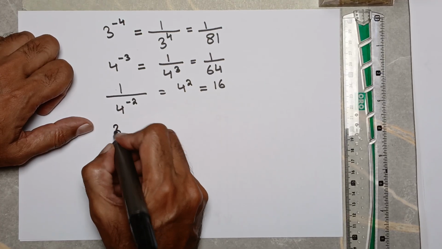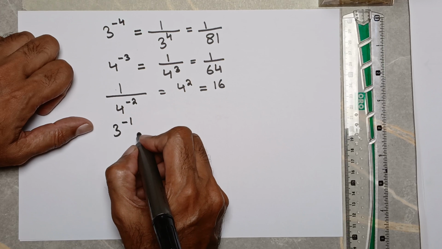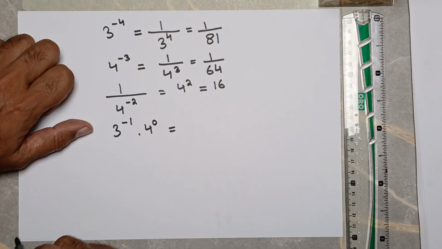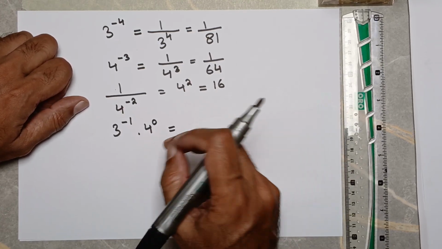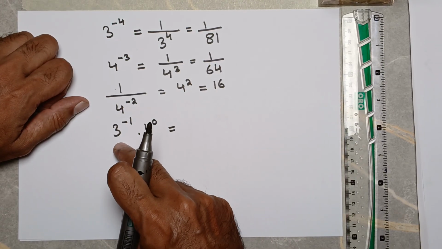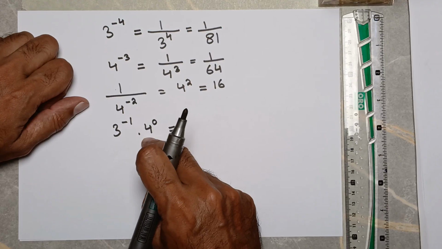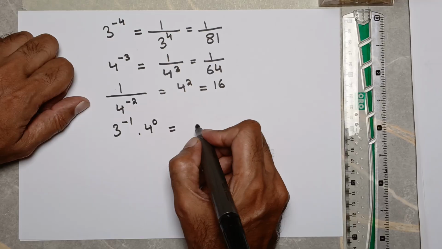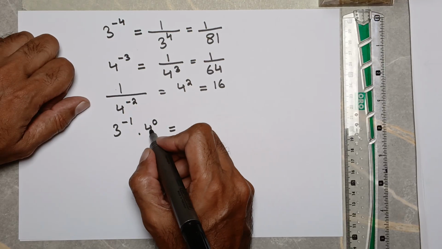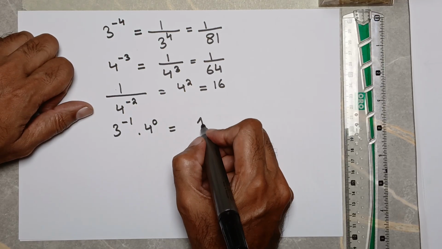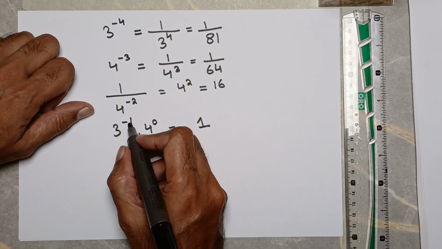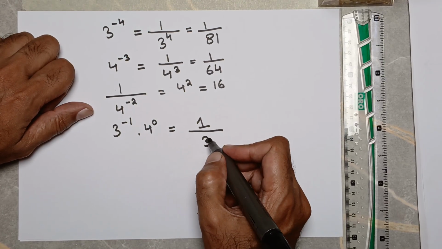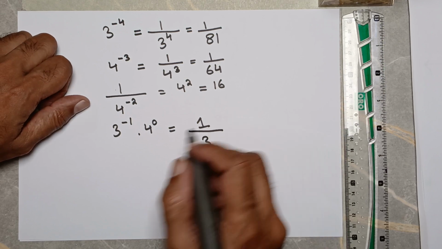Suppose that we have 3 raised to the power minus 1, times 4 raised to the power 0. What am I going to do? It's quite simple. Okay, take a little break and do it on your own. 3 raised to the power minus 1, 4 raised to the power 0. Yes, that's the answer. 4 raised to the power 0 means 1. And we will shift this 3 raised to the power minus 1 towards the denominator. So our answer is 1 divided by 3.